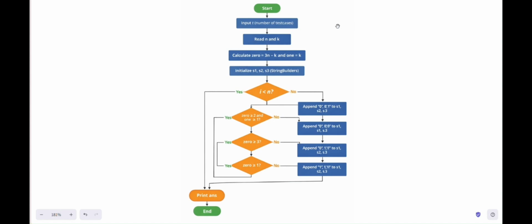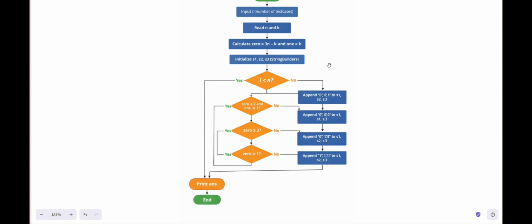Now let us discuss the flowchart of the previous question. We will start and take input t. The t is the number of test cases, and for each test case we will take input n and k. Here n is one third of the size of the string a, and k is the number of ones. Calculate zeros as 3n minus k, and ones equal to k. It is given in the question that k will denote the number of ones in the string, and 3n minus k will hence denote the number of zeros.